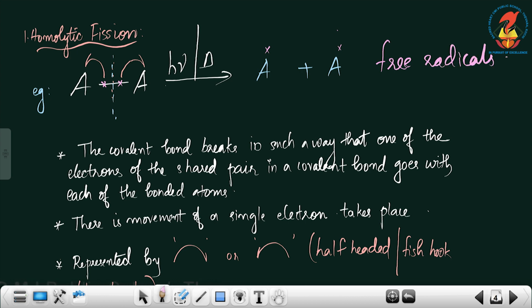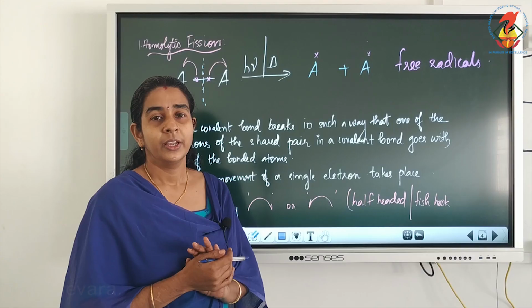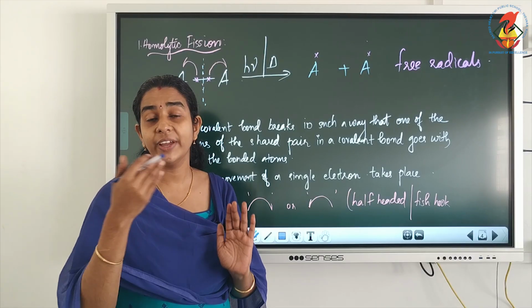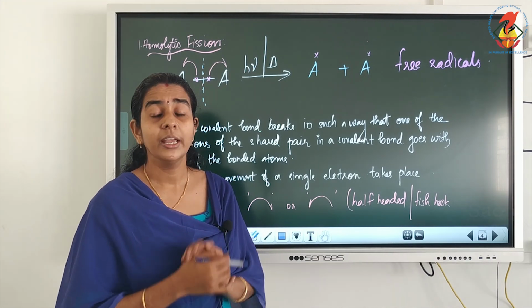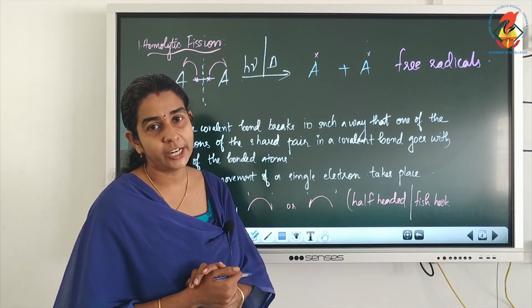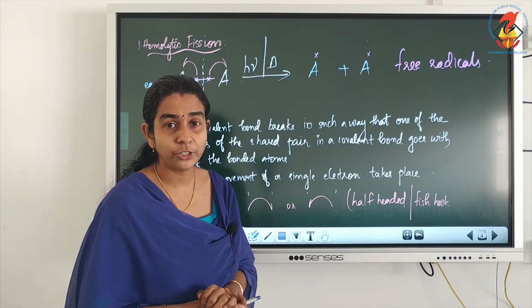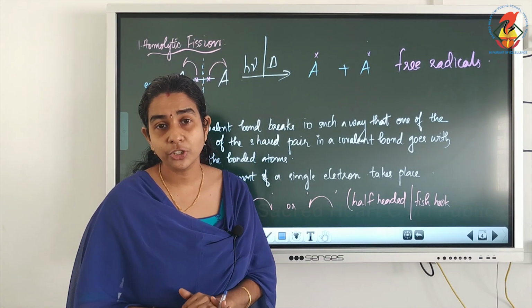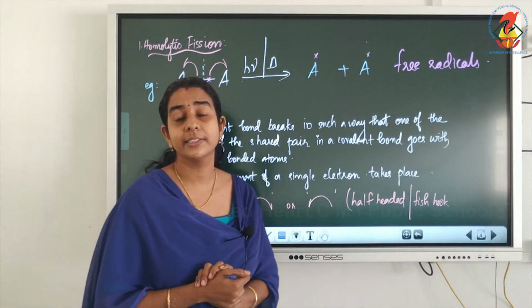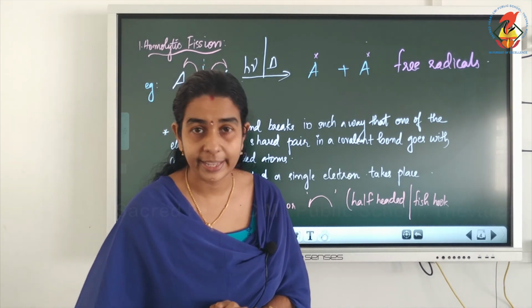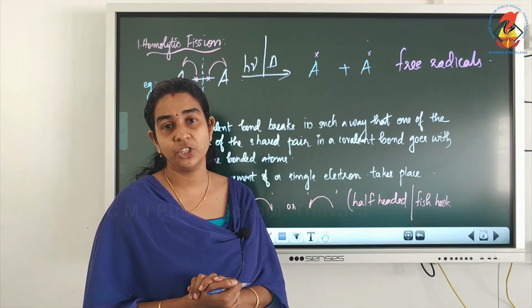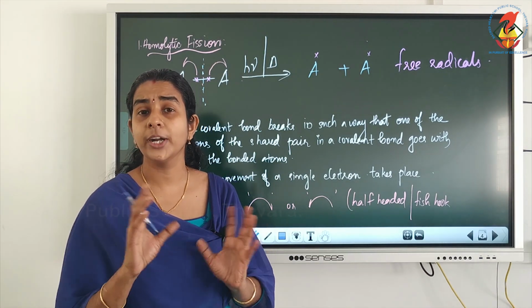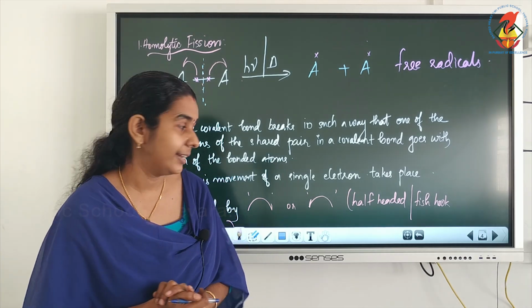So homolytic fission results in the production of neutral species. When any species is gaining a pair of electrons, it gets a negative charge. Here they are not gaining a pair of electrons, they are getting only one electron each. So they are called free radicals. Homolytic fission results in the production of neutral species carrying odd or unpaired electrons, called free radicals.